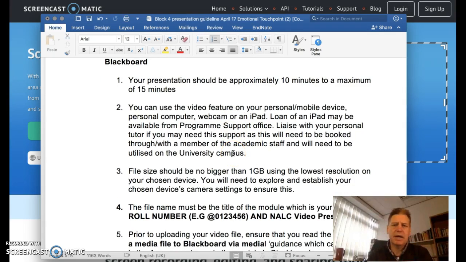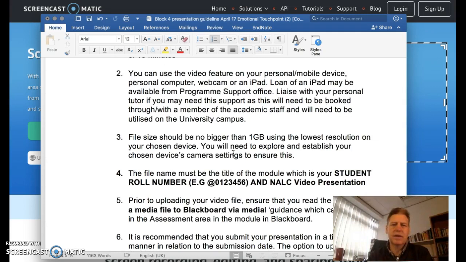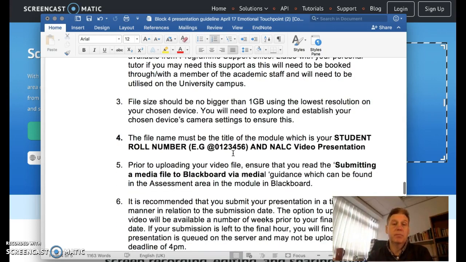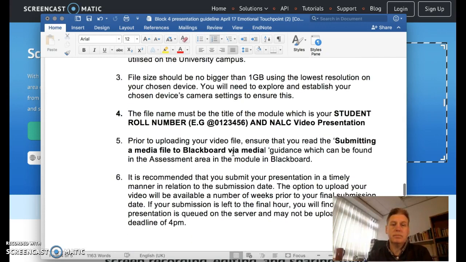So webcam is fine. iPad, that's great. You could use all kinds of apps. If you don't have access to any technology or information that you need, come into uni. We can do it here. We can do it with the iPad, and you can borrow that. And the rest of it is basically about how you submit.